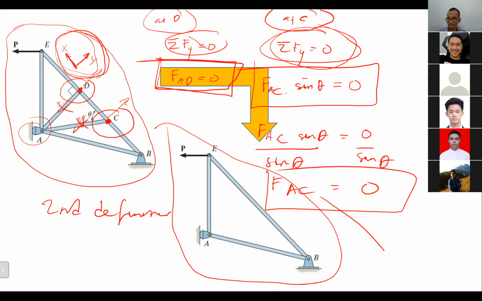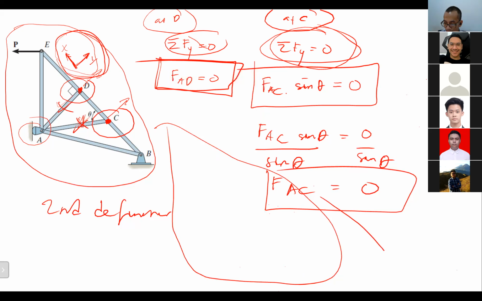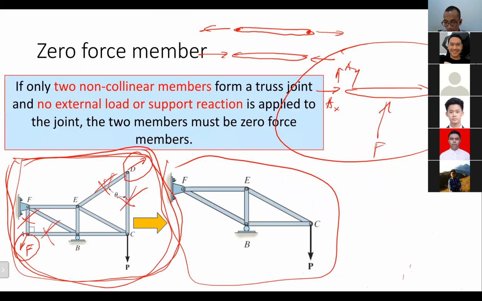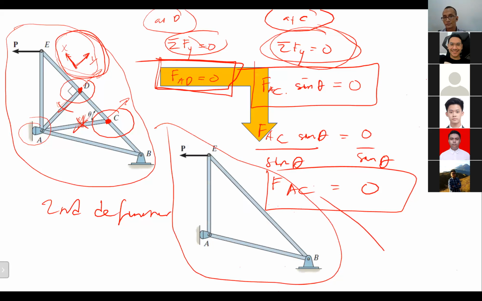Yes, sir. I just wanted to ask if this is a different kind of zero force member. Yes, this is the second kind. The first kind of zero force member is this one. So this is the first definition of zero force member, and this is the second kind. It's completely different. So we have two kinds of zero force member. Do you get it, Matthew?